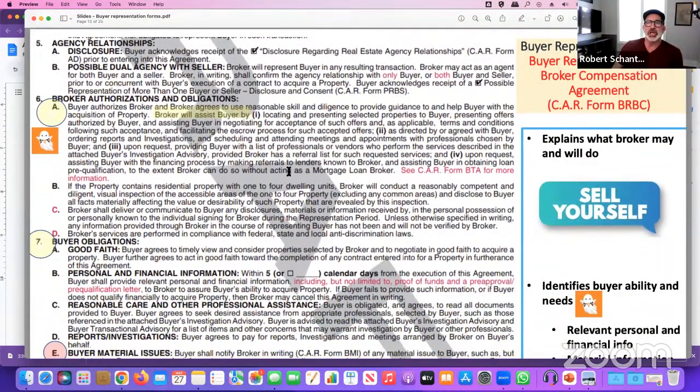This section, besides reconfirming agency in number 5, rediscloses agency relationships and the dual agency, single agency. This section 6A, it's the broker obligations. This is all the things that I will do for you. This is your chance to know what I'm doing. So this basically is the job description. So this is the time where you can see on the right-hand side, they say, sell yourself. What are you going to be doing?